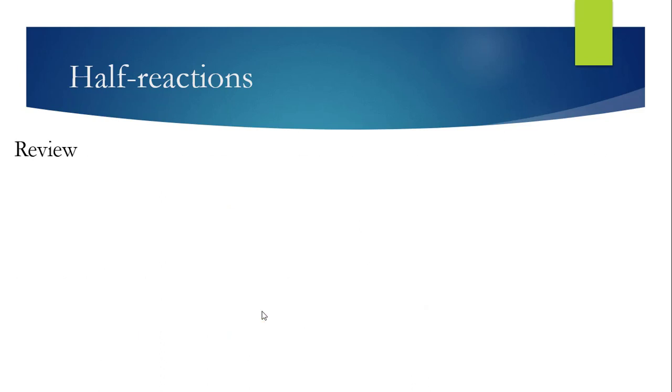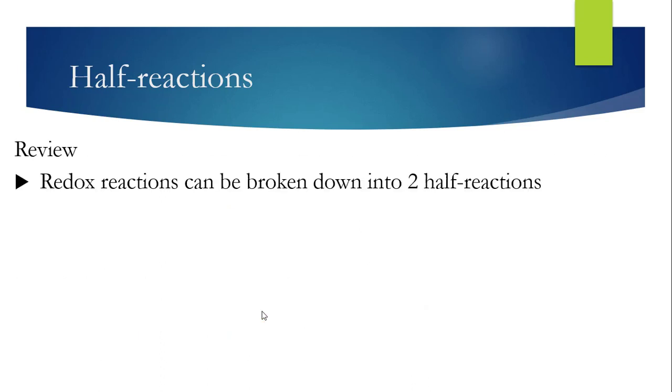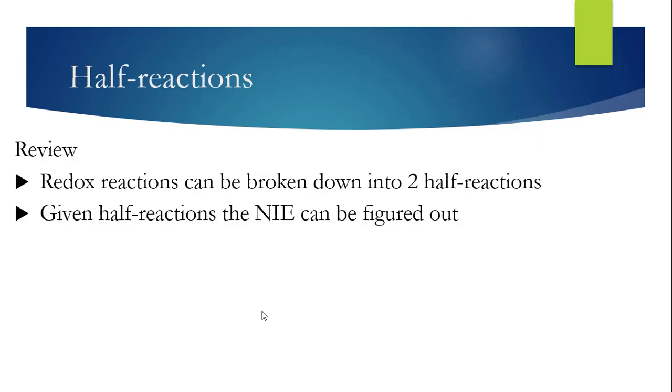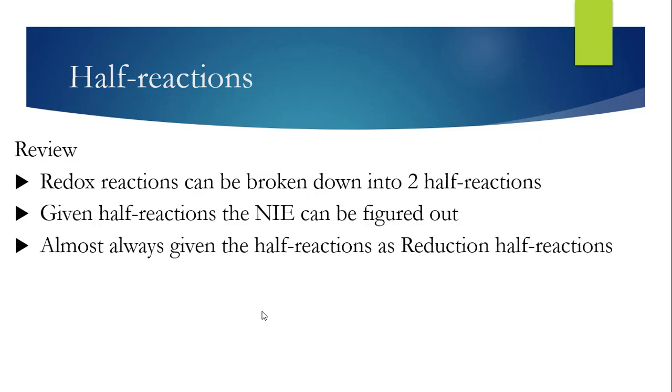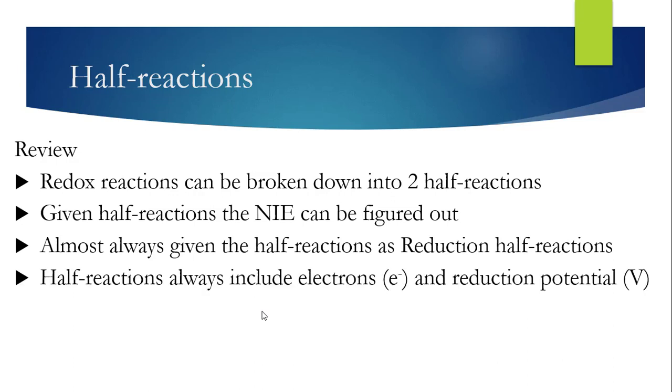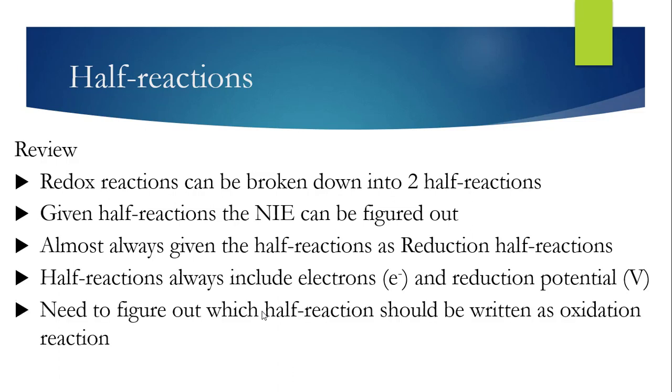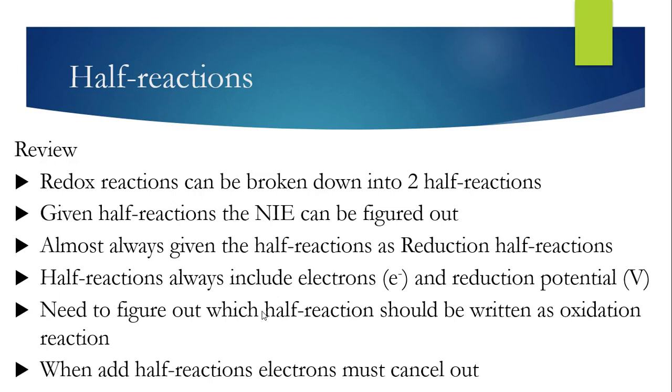So to review half reactions, you can break redox reactions into 2 half reactions. If you're given half reactions, you can figure out the net equation. You'll almost always be given the half reaction as reduction half reactions. Half reactions always will include free electrons and will have a reduction potential. From all this data, you're going to need to figure out which half reaction needs to be rewritten as the oxidation reaction. And when you do add the half reactions together, the electrons must cancel out.